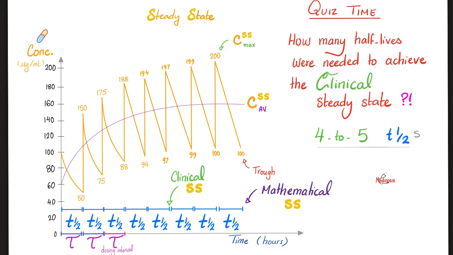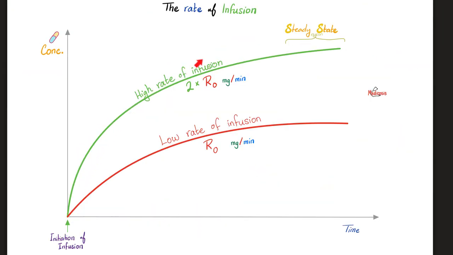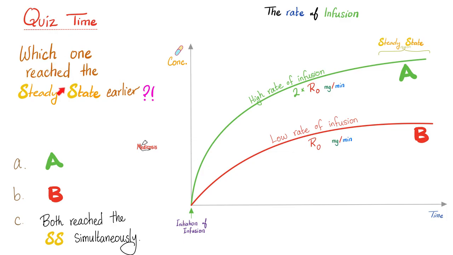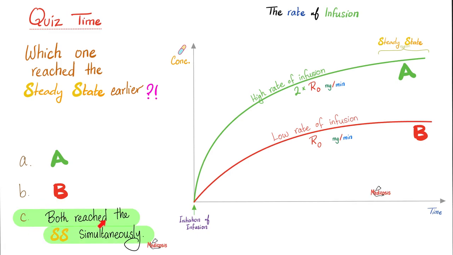Because you also have to take the side effects into account. Some drugs have high rate of infusion, others have low rate of infusion. As you see, the green line is double the infusion rate of the red line. Quiz time. Which one of these graphs, A or B, reached the steady state earlier? Is it A, is it B, or did they both reach the steady state at the same time? And the answer is C. Both reach the steady state at the same time, because remember, the steady state is only dependent on the half-life.